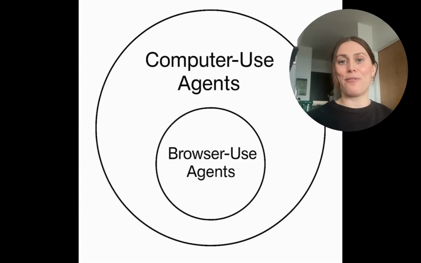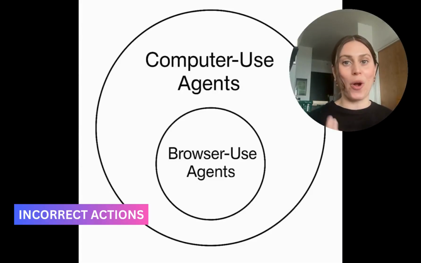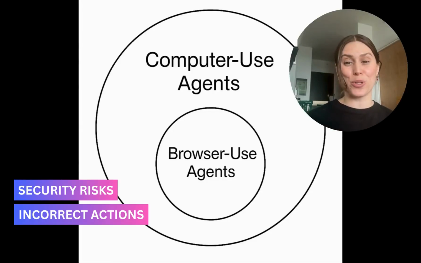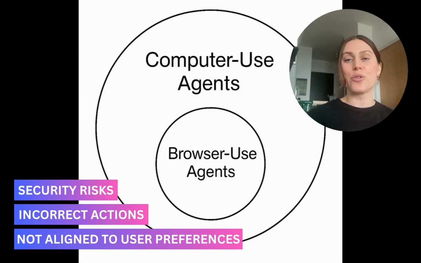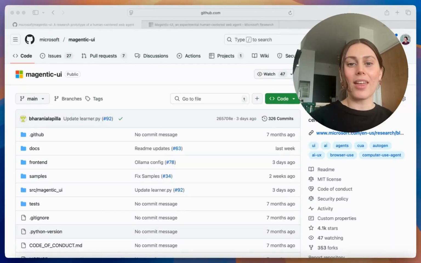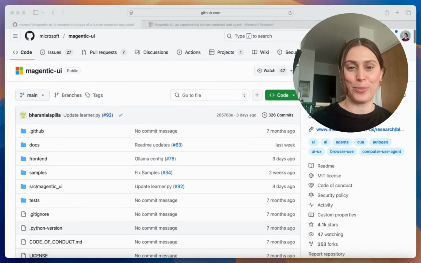These systems can be fragile. It might trigger the wrong actions, it might expose you to security risks, or just assume the wrong thing about the way you want your task to be completed. That's where Magentic-UI comes in. Magentic-UI is a new experimental agent system from Microsoft designed to put the human back into the loop.